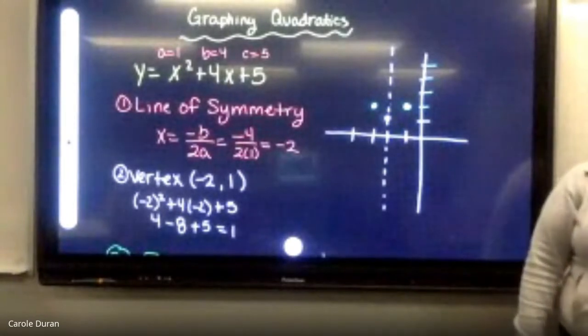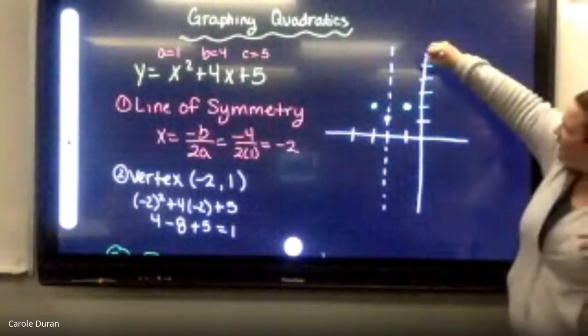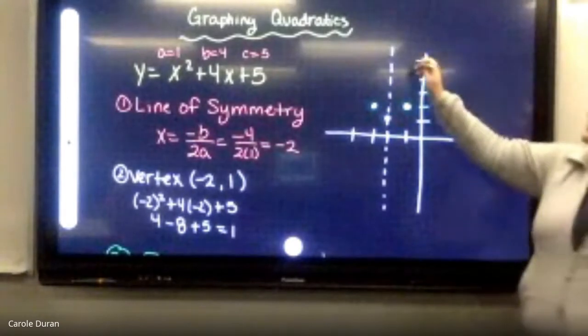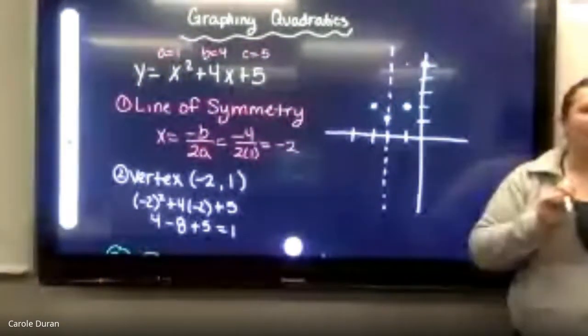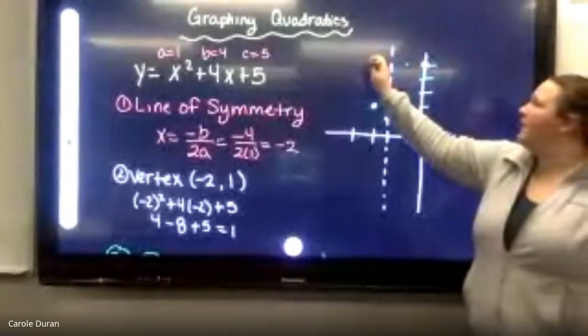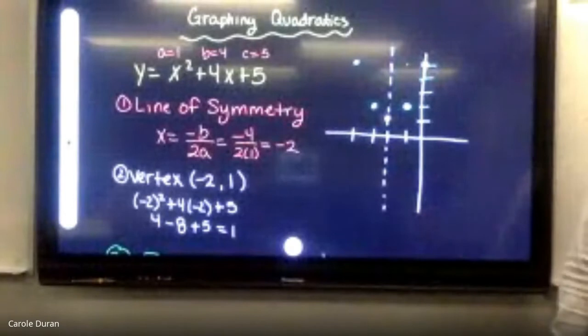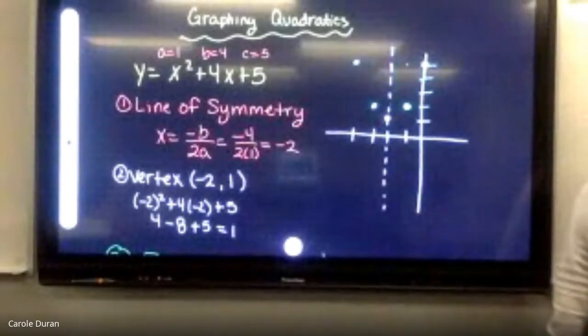When I plugged in 0, I got positive 5. So I go to 0, 5, and I put a point. This point is 2 steps away from my line of symmetry on the right. So I go 2 steps away on the left, and I draw its matching point. Now I have 5 points, and I can draw my parabola.